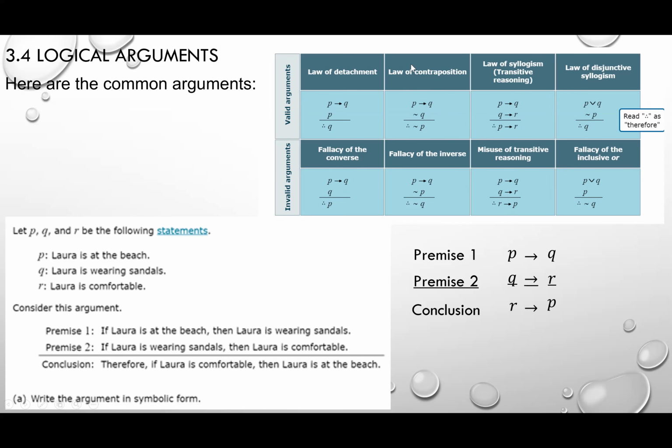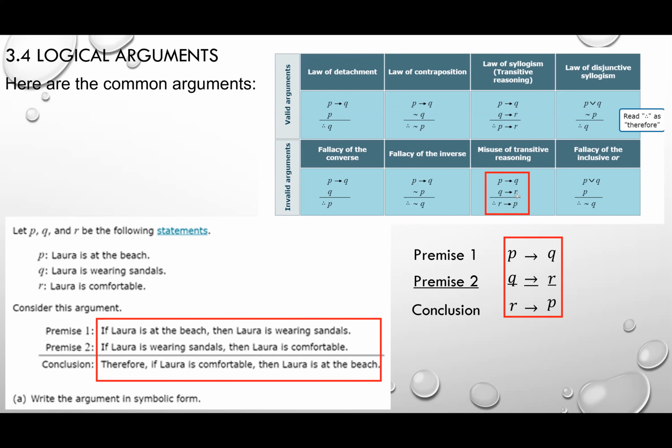And if it's in this form, everybody see that when you translate from words to symbolic, and if you have the symbolic in this exact form, then we just say that because it's in this form, it is an invalid argument because it's in the invalid form.